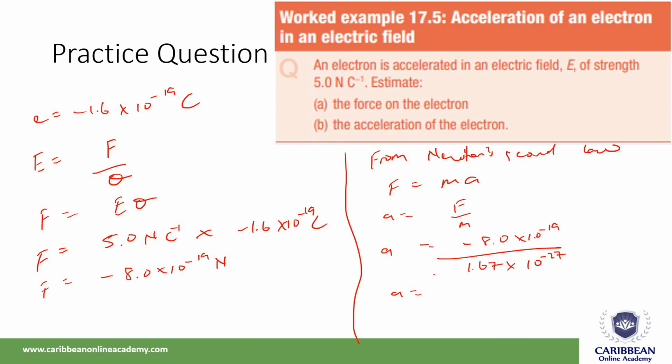In this case, we weren't given that mass upfront, but let's just assume that it is that. If that's the mass, then we can go straight ahead and divide negative 8 times 10 to the minus 19 by 1.67 times 10 to the minus 27. We end up with an acceleration. It's going to be a very large acceleration.